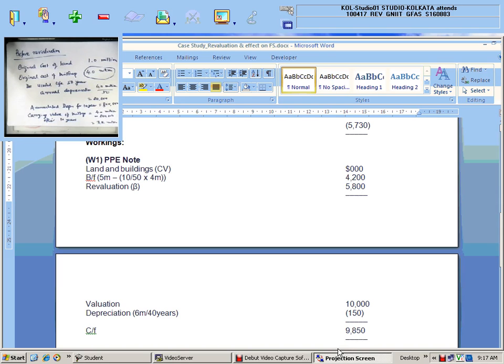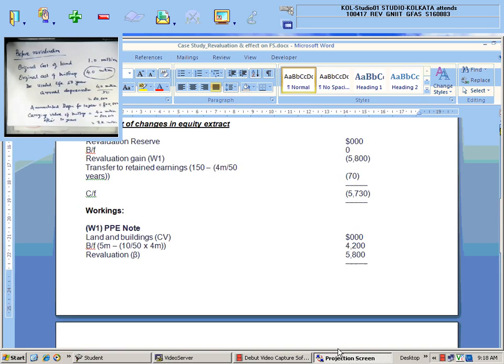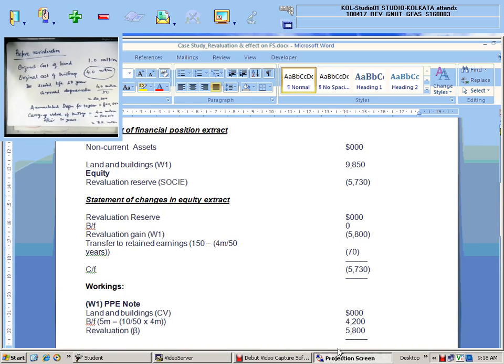In the year of revaluation, 150,000 will be the depreciation charge on the building. So the carrying value will come down after charging depreciation of 150,000 in the year when revaluation was done. The carrying value of the property will come down from 10 million to, at the end of the year, 9.85 million, sorry, not 8.5, 10 million minus 150,000 is 9.85 million.